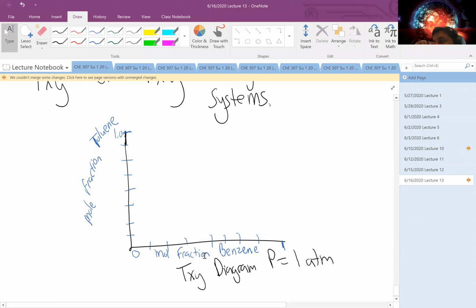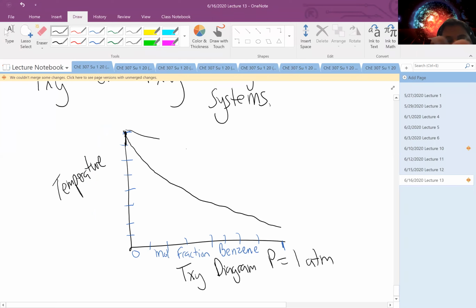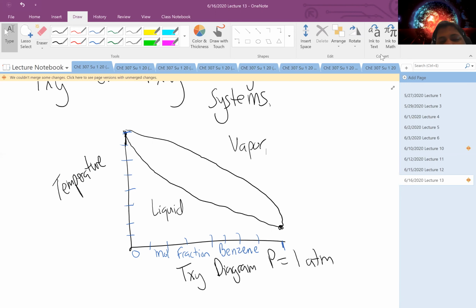And the way this diagram would look, no, actually, that's silly. I did this wrong. There's temperature. That makes way more sense. It would look like an envelope where below the envelope you would have liquid. Above the envelope would be vapor. And in between is where the equilibrium would occur.